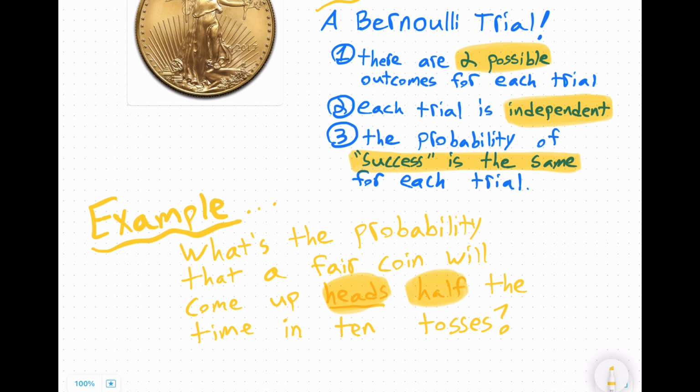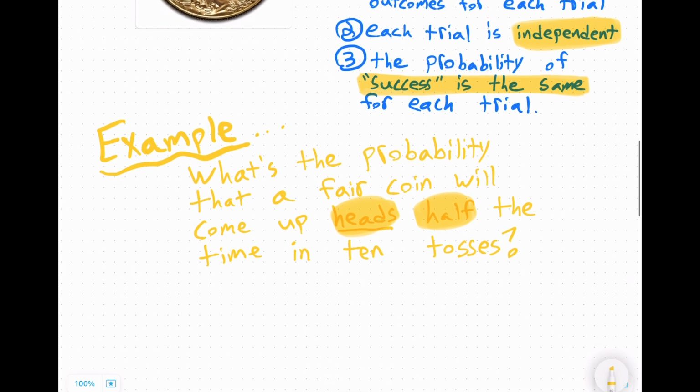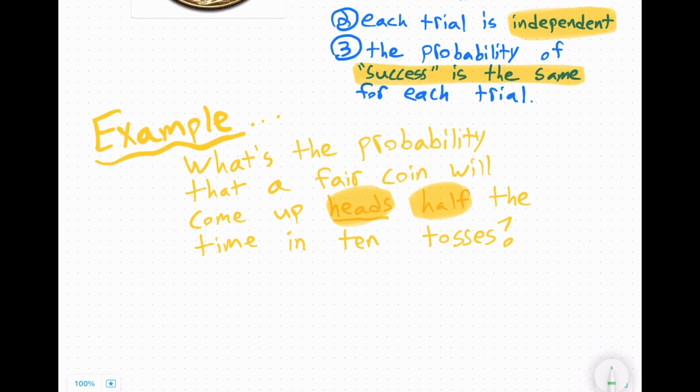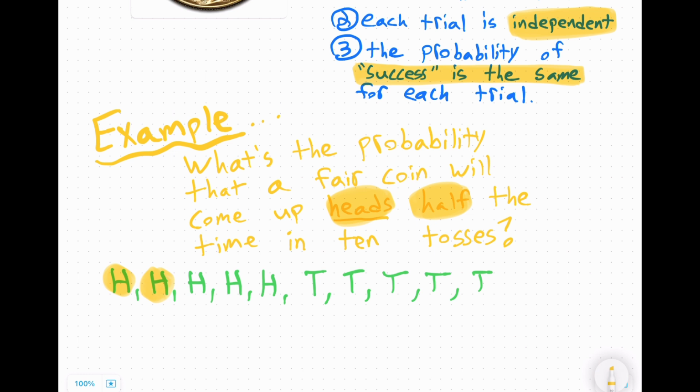We're going to think about this in a conceptual way. Now, one possible outcome in which half of the 10 trials come up heads might look like this. Heads, heads, heads, heads, and heads, and then just tails, tails, tails, tails, and tails. There's a 0.5 chance that we'll get that first heads. And then when we flip again, there's a 0.5 chance that we'll get a heads, and a 0.5 chance to get a heads, and so forth.